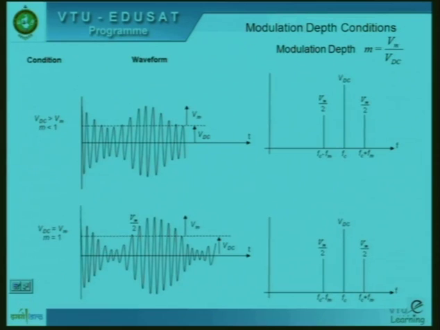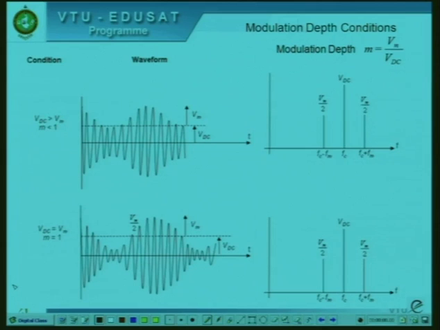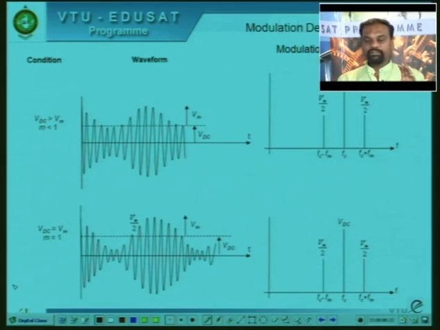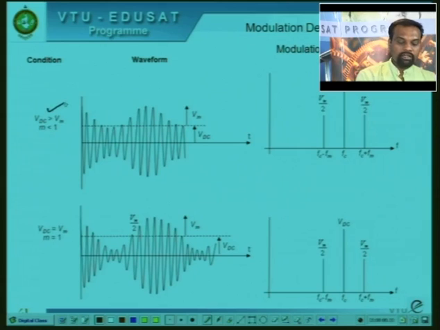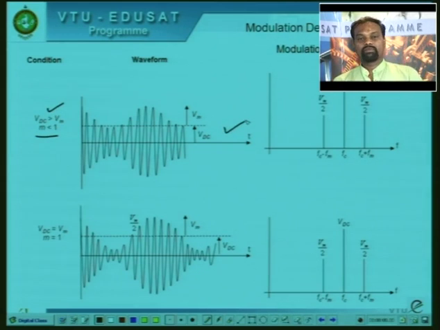Yes, the first condition. In the first condition, M is equal to Vm by VDC, that is the modulation depth. If Vm is less than VDC, it means the DC shift that you provide onto the modulating signal is larger than the maximum amplitude of the modulating signal, that is VDC is greater than Vm, or M is less than 1. This is what we get here. So we find that you have 3 components: VDC is one component, then Vm by 2 at the higher frequency, and Vm by 2 is the lower side band.